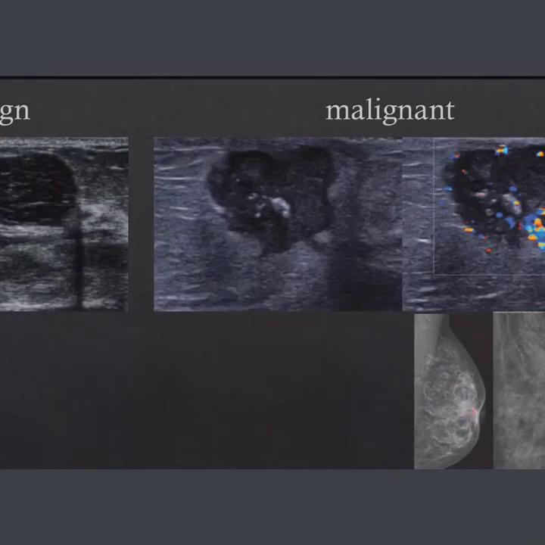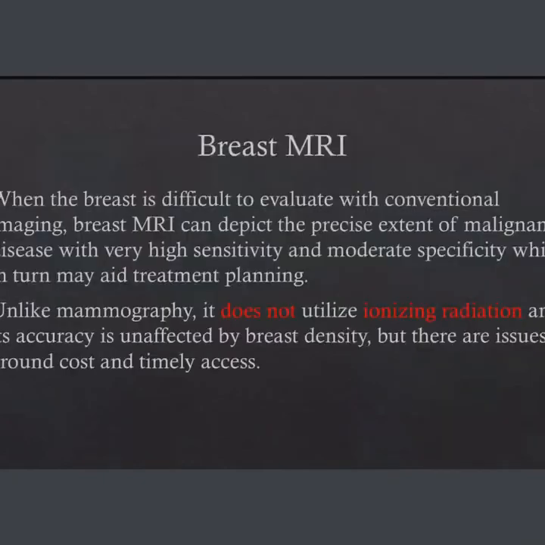Abnormal internal vascularity, and this is its counterpart on mammography. This is the spiculated mass lesion with internal calcification. This is for breast ultrasound. Let's move to the topic of breast MRI.